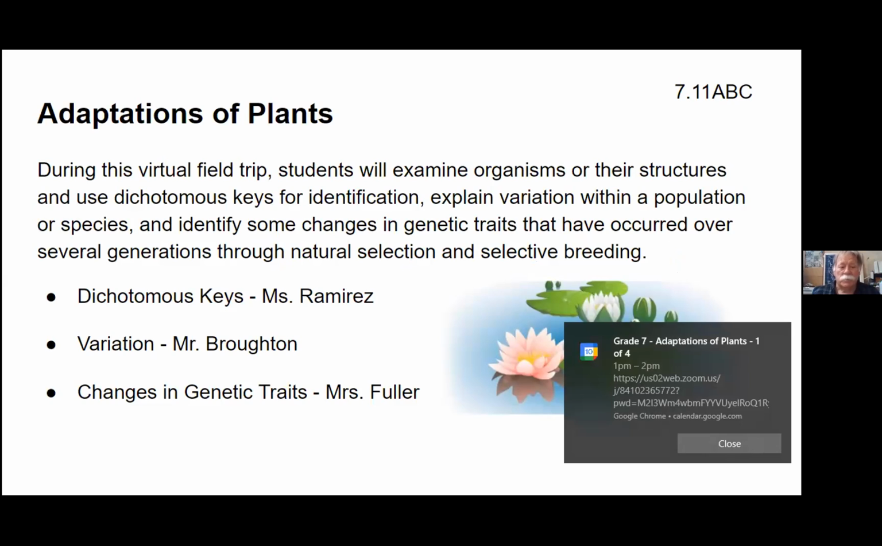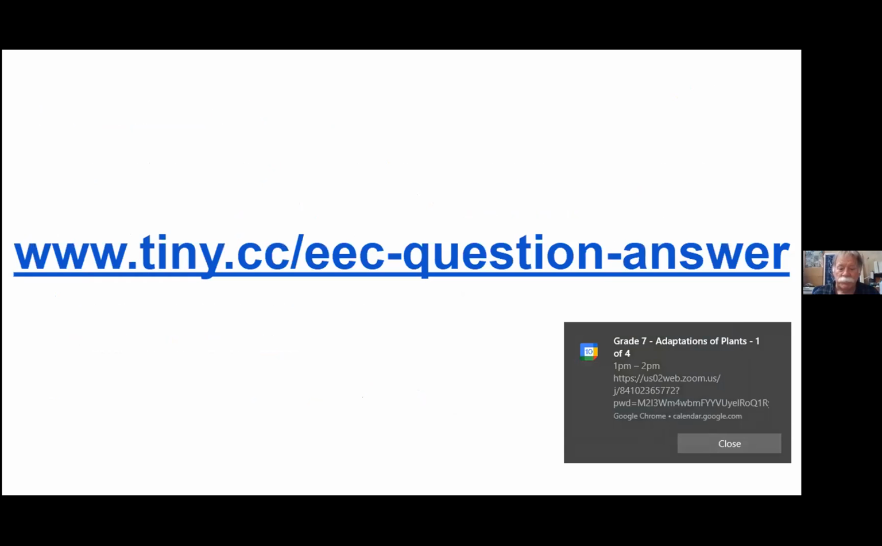Today we're going to do adaptations of plants. During this virtual field trip, students will examine organisms or their structures and use dichotomous keys for identification, explain variation within a population or species, and identify some changes in genetic traits that have occurred over several generations through natural selection and selective breeding. The keys were brought to you by Ms. Ramirez. Mr. Broughton will tell you about variation among species and populations. Ms. Fuller will talk to you about changes in genetic traits.